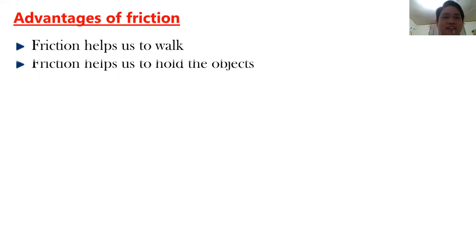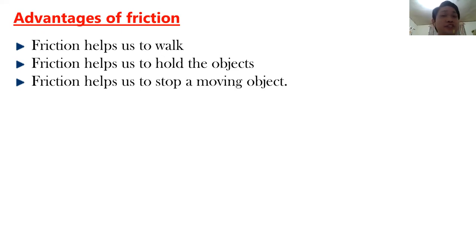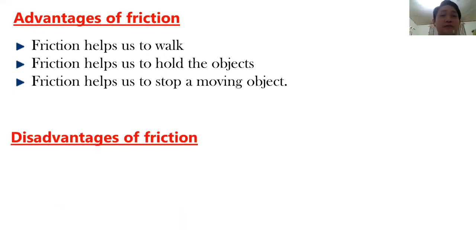So what are the advantages of friction? Friction, class, helps us to walk. Try to imagine life without friction. It would be hard for us to walk. Friction helps us to hold objects. Another thing, friction helps us to stop a moving object. These are the advantages of friction.